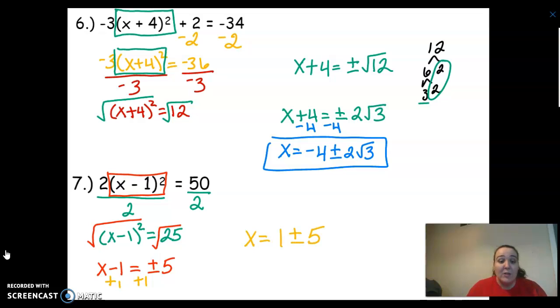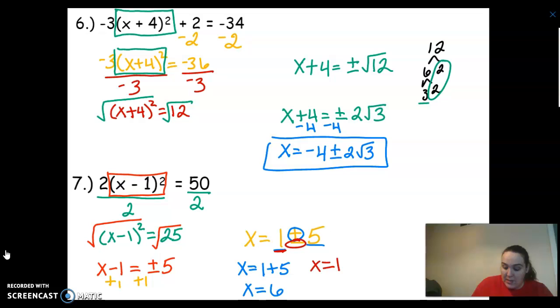Now, do you see how I have 0 square roots anywhere in my question right now? That means that I can actually find the 2 answers that this problem has. This problem has 2 answers. One of them is 1 plus 5, which is 6. The other answer for this problem is 1 minus the 5, so negative 4.